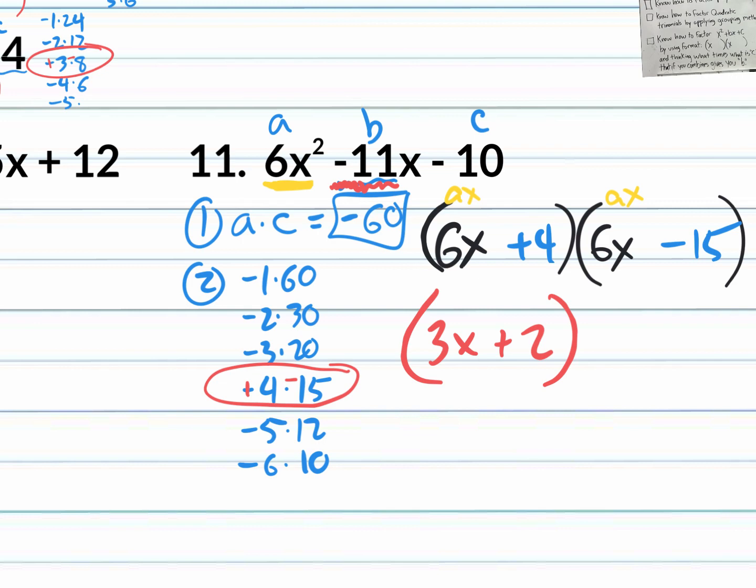2. How about the other one? Could I divide both of these by 2? No, by 3, right? What's 6x divided by 3? 2 with an x. How about 15 divided by 3? Negative 5. And we're done.